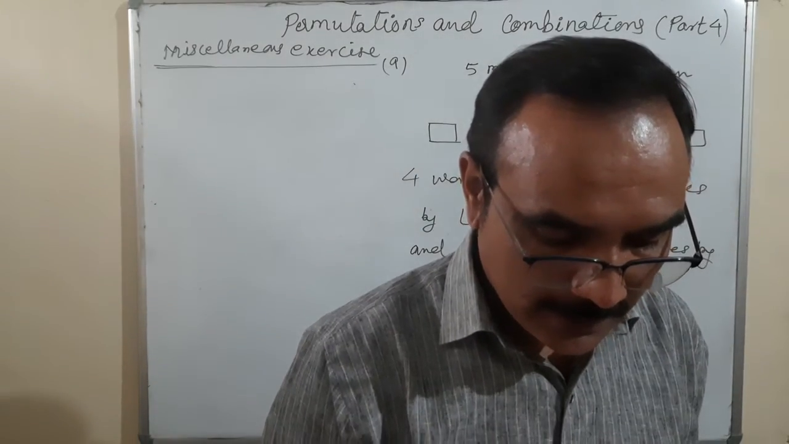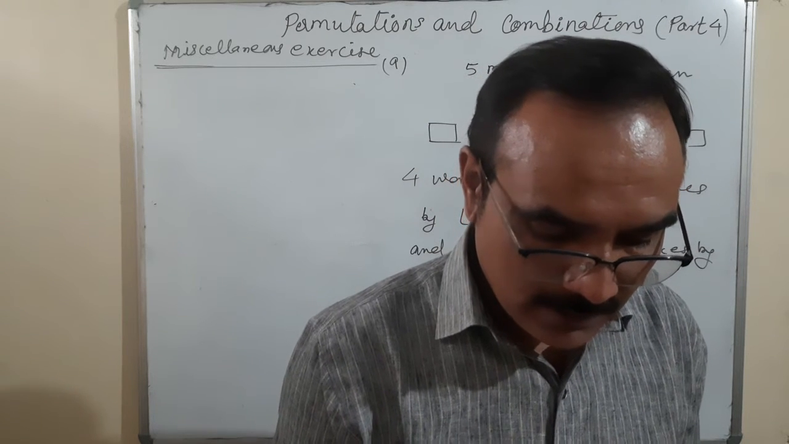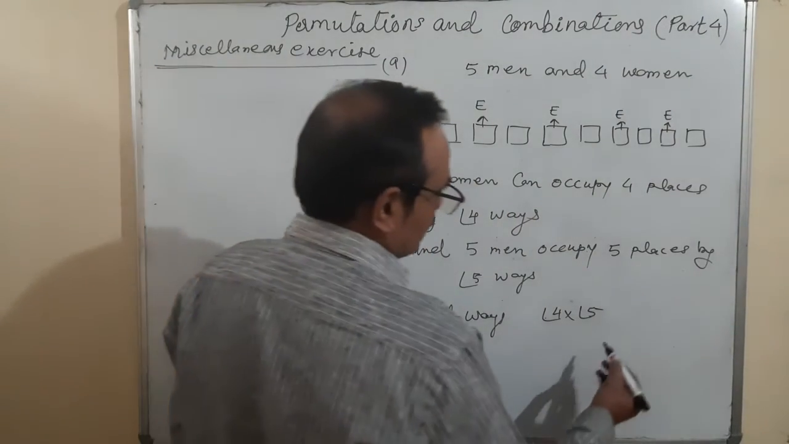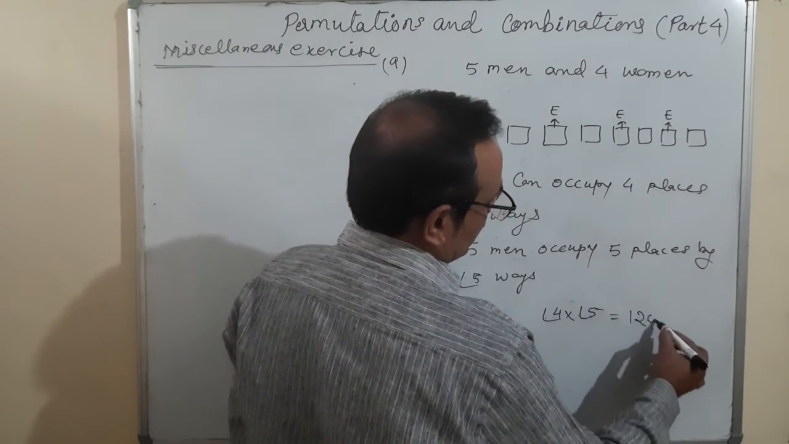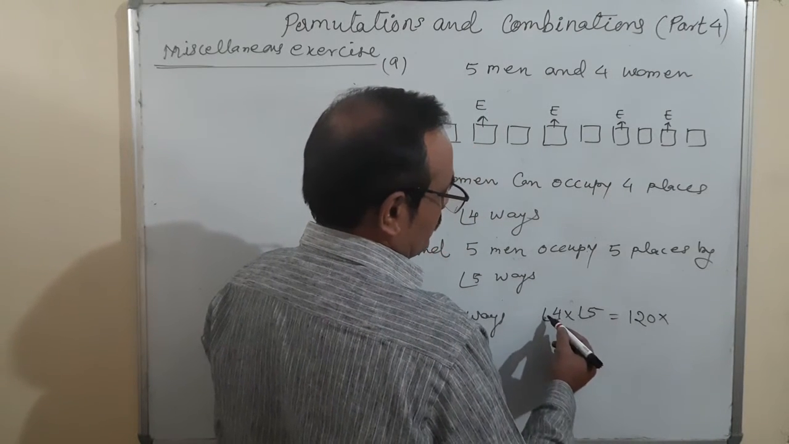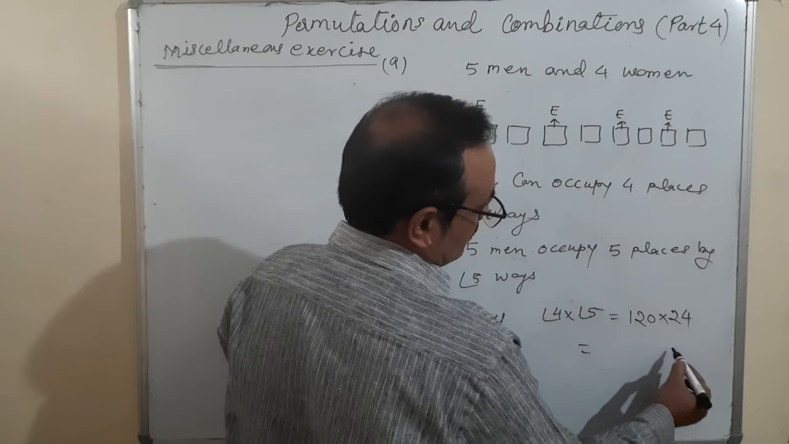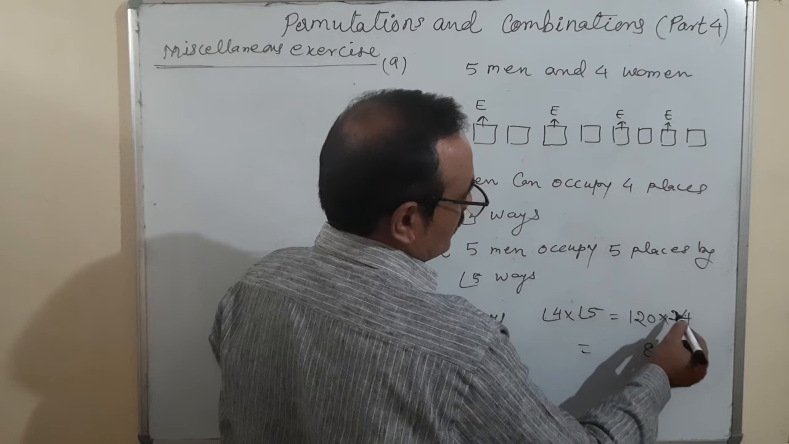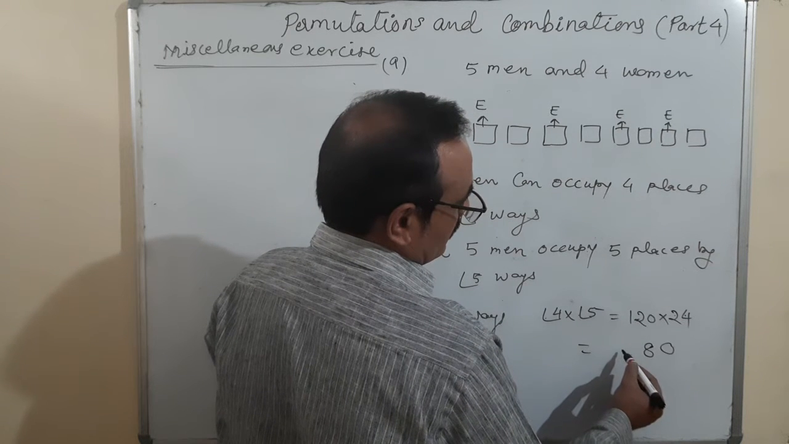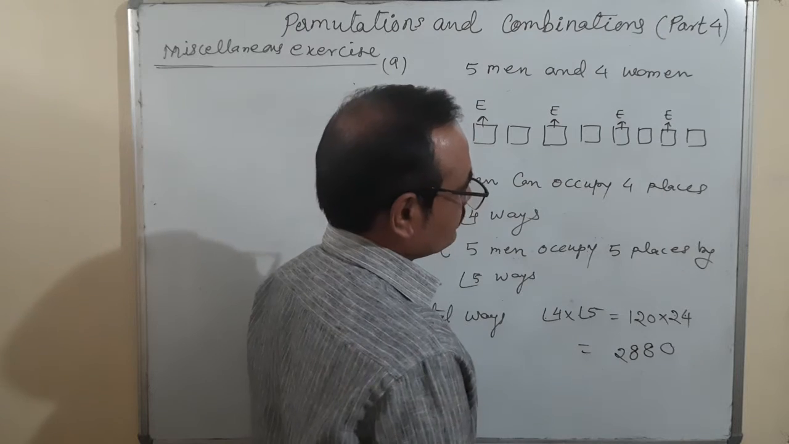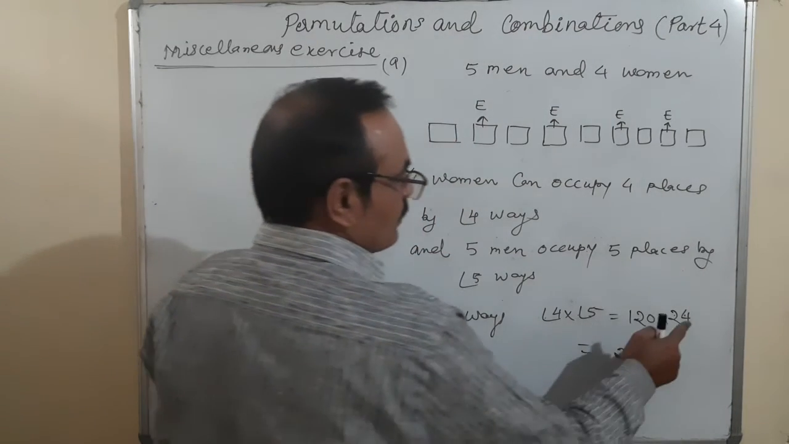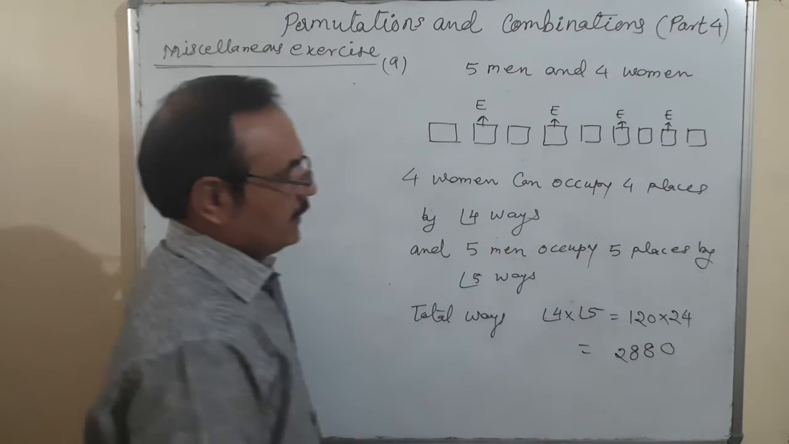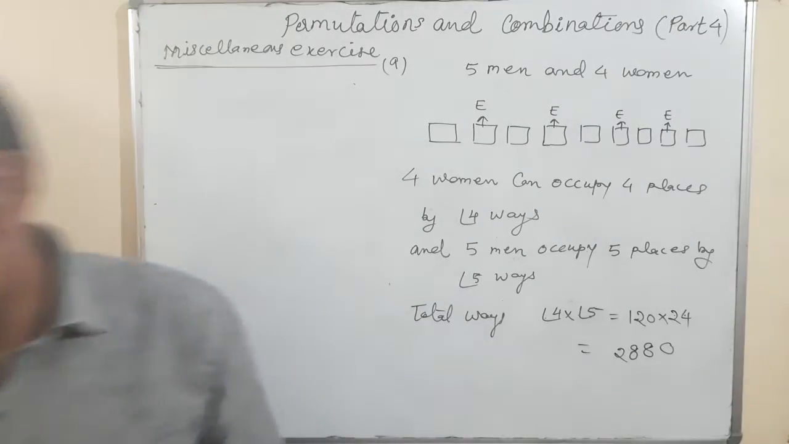It is clearly mentioned that there are 5 men and 4 women, and there are total 9 places. So how many such arrangements are possible? Factorial 4 into factorial 5. Factorial 5 is 120. Factorial 4 is 24. 24 times 120 is 2880. Is that okay? So this is question number 9.